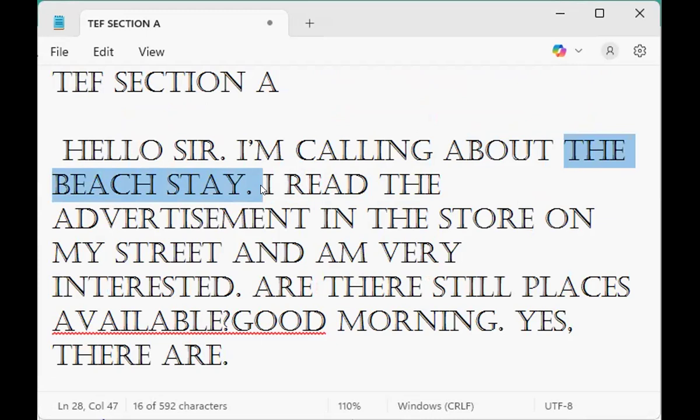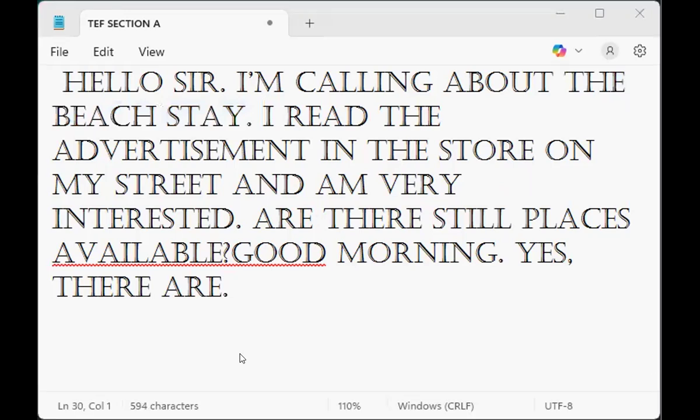Okay, the kind of hotel you are having, and what is the tariff for this? Maybe you can ask what is the duration of this stay. So the topic is the beach stay. I read an advertisement in the store, maybe at a shopping mall on my street. There is a tour packages program going on in Canada, a Singapore tour packages program, and you are very much interested. I will ask if these places are still available, so how to go for an opening? If there would be a telephonic conversation, what will you say? Tell me.